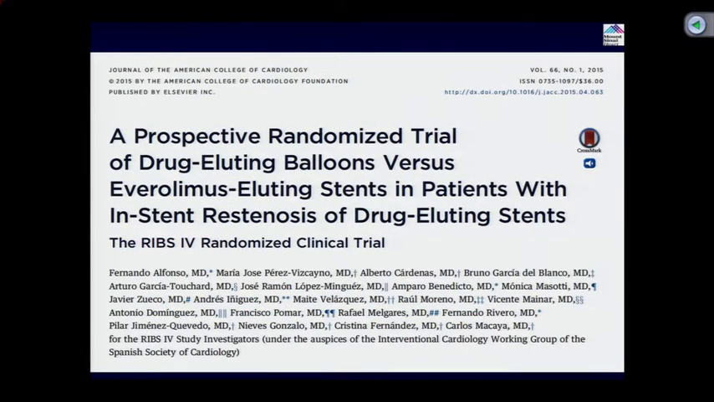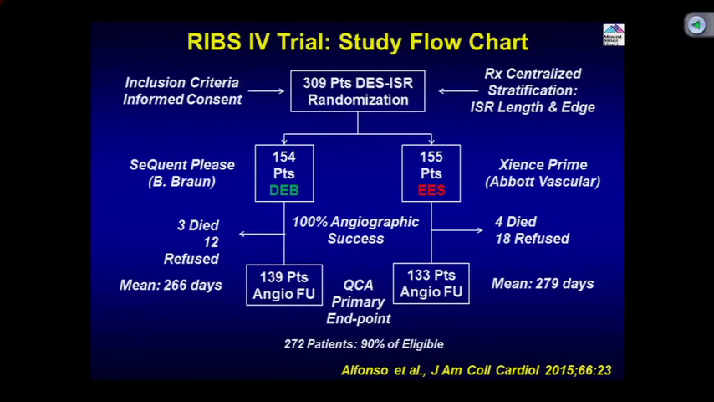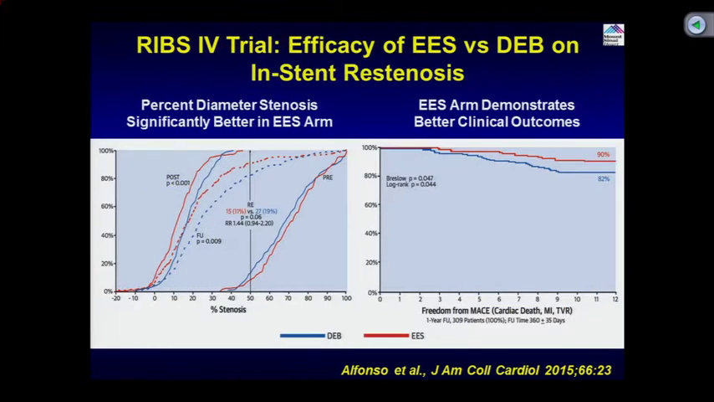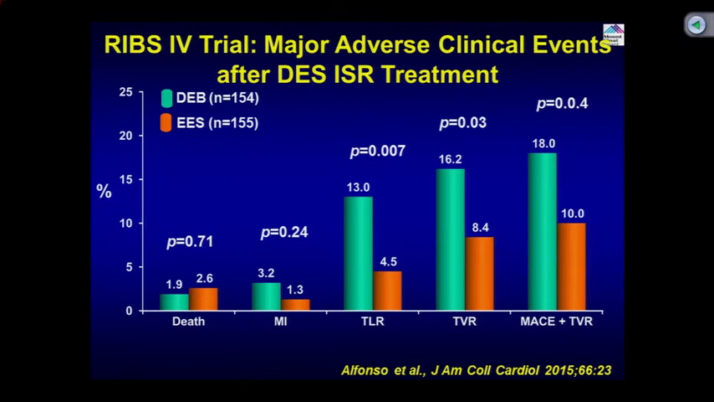Okay, so we now have two trials using the drug-eluting balloon against the everolimus eluting stent, which are RIBS 4 and RIBS 5. RIBS 4 is in DES ISR, and about 300 patients showed that you have a better lumen with the everolimus eluting stent as well as a better outcome at 1 year. And this actually puts it together. So for DES ISR treatment, the drug-eluting balloon failed against the everolimus eluting stent, and you can see significantly lower TLR and TVR.